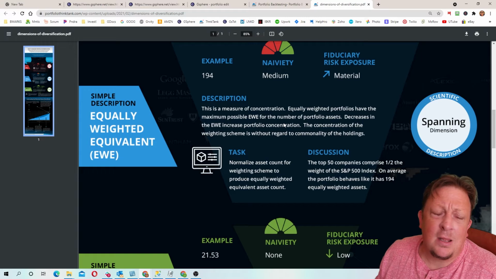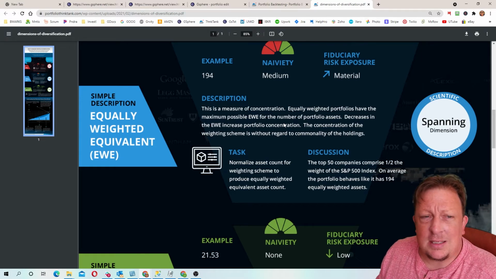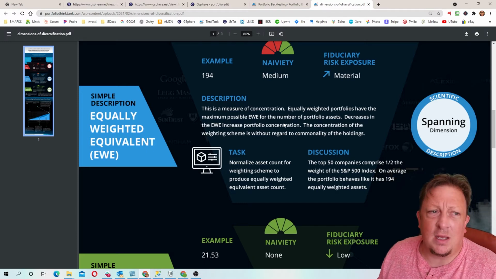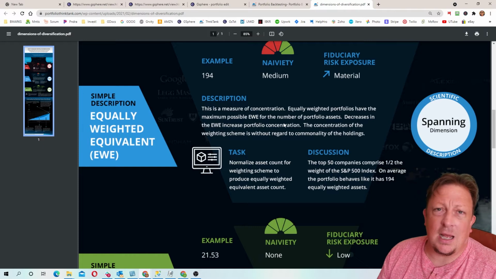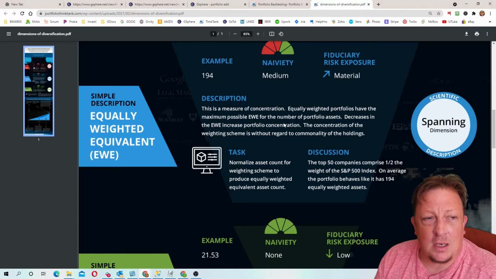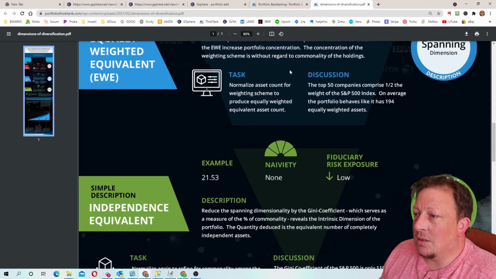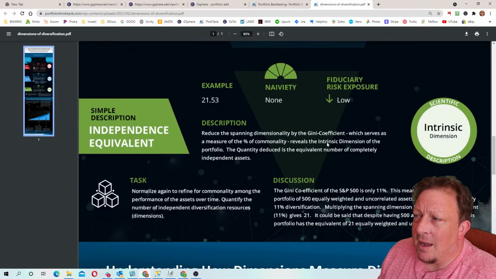But this is still the easy part of diversification, and it's still really easy to mess this up. So this is really just sort of an interim step. Technically, I would call this a measure of concentration, not of diversification. So let's take our next step down.